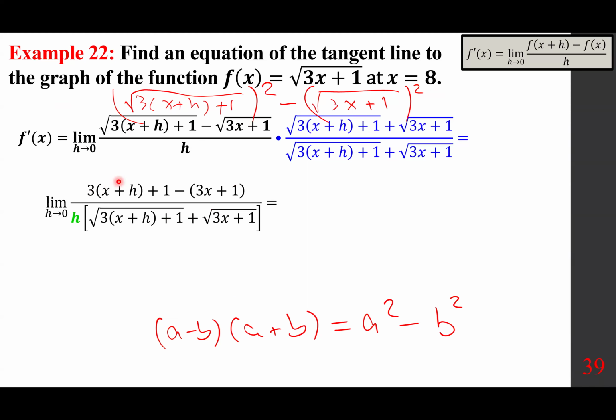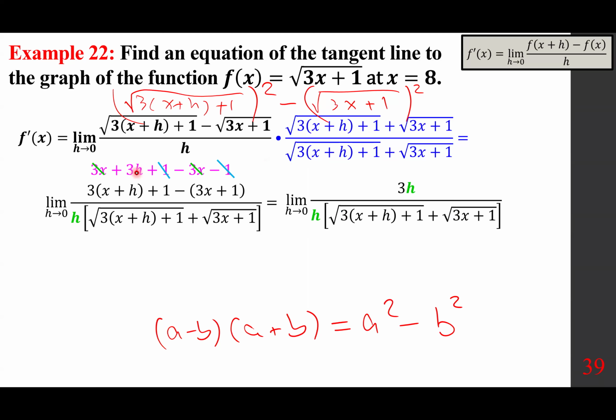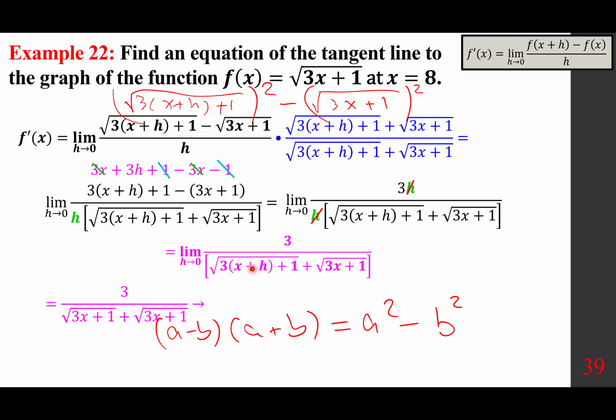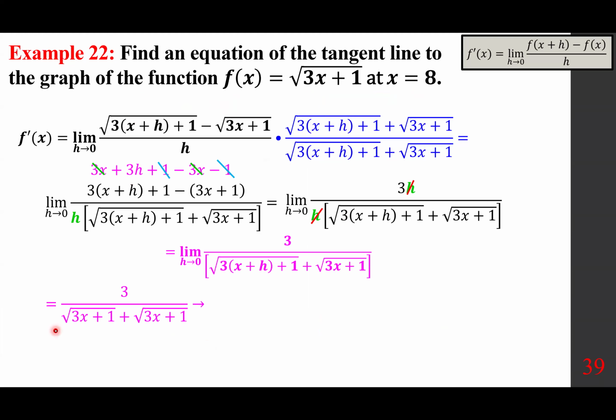So this is 3x plus 3h plus 1 minus 3x minus 1. Just distribute. So 3x and negative 3x cancel out. 1 and negative 1 cancel out. So you have 3h. Now 3h, the h and h cancel out. So you get this one. Now, with the limit, replace the h with 0. If you do that, this becomes identical to this one. In other words, this becomes square root of 3x plus 1 as well. And therefore, f prime of x is 3 over 2 square root of 3x plus 1.